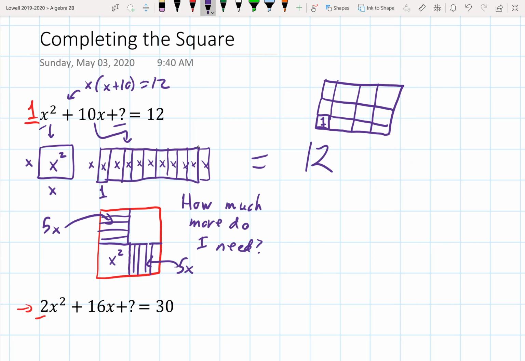Well, let's think about this. When I throw these 5x tiles in on either side, what are the dimensions now? Well, we have right here, this is x by x. We already know that part.